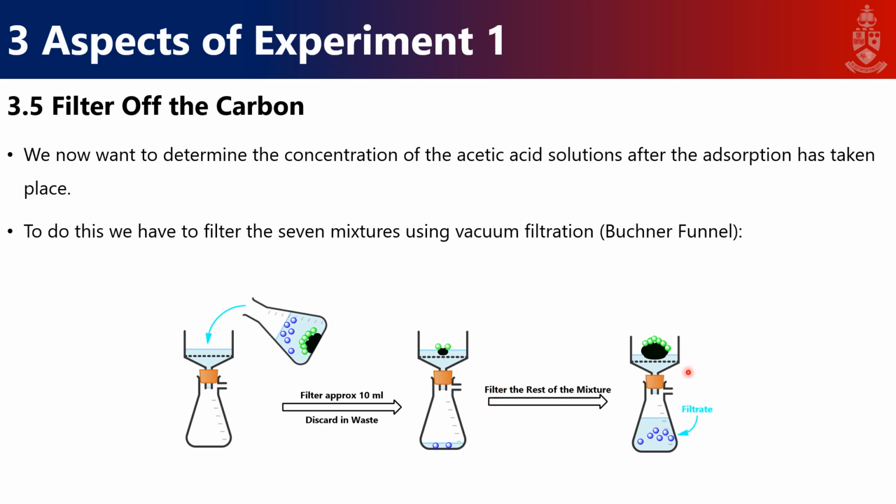Then you just chuck the rest, and that filtrate should be nice and homogeneously mixed. That's the reason why. You don't need to worry too much about that. Just make sure that you mix, filter about 10, discard that, and then you filter the rest of your mixture, so that you're left with the filtrate. And this filtrate should then only contain the acetic acid molecules that are left after adsorption, and your adsorbed acetic acid molecules on carbon will be left on top, because it's now in the solid state, because it's a surface phenomenon.